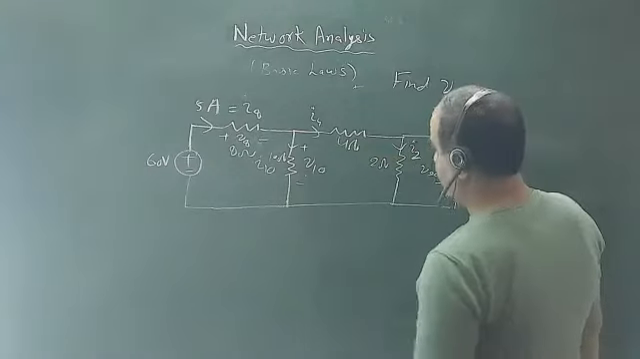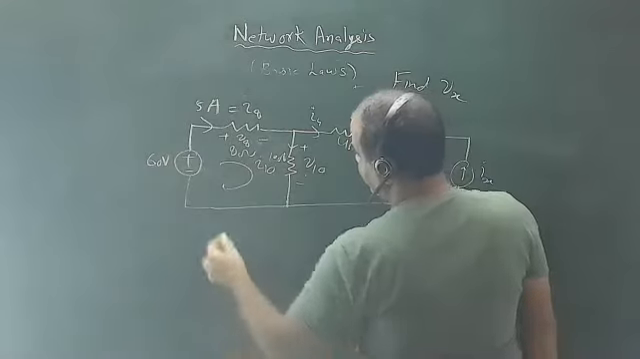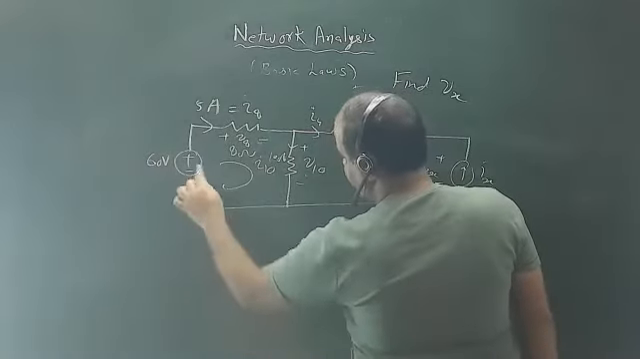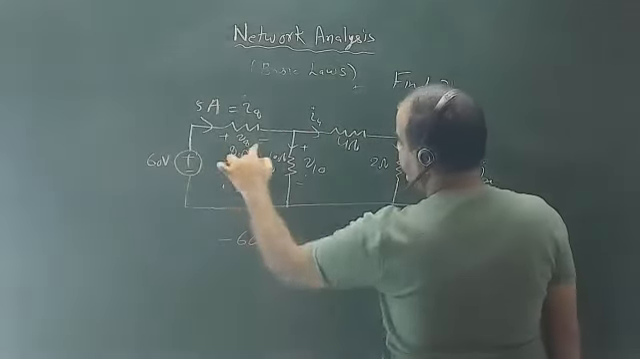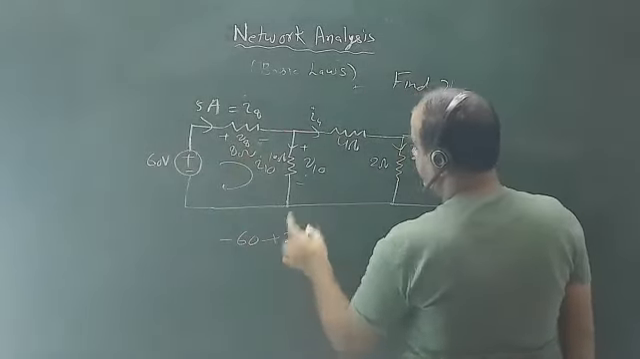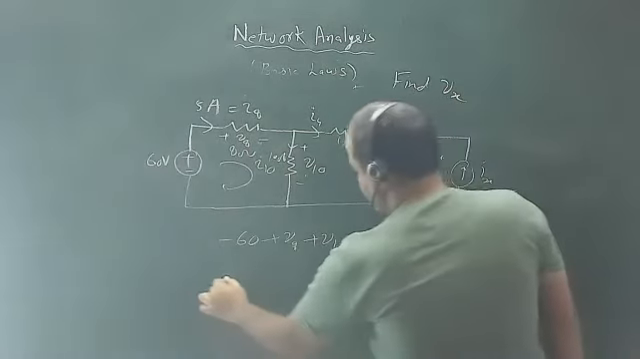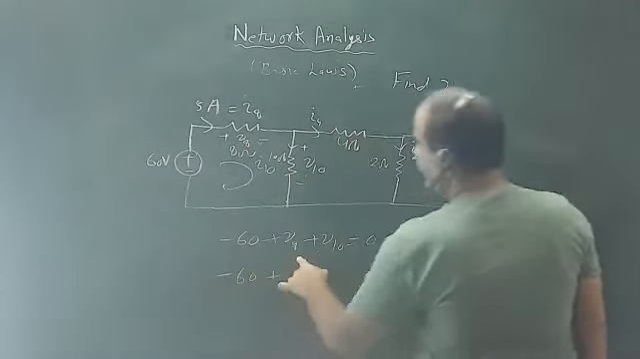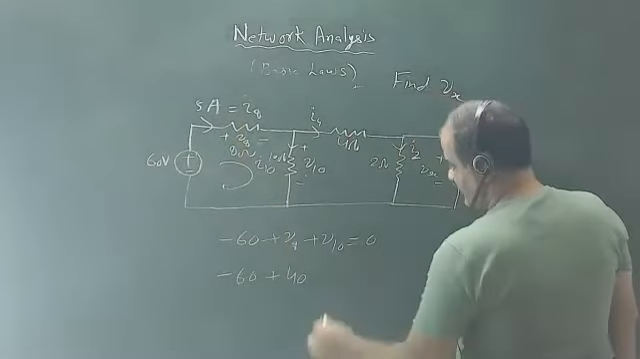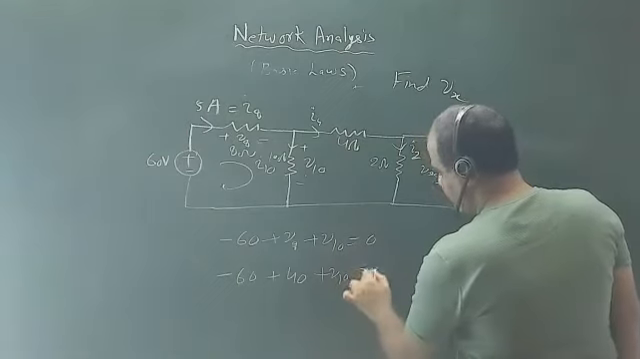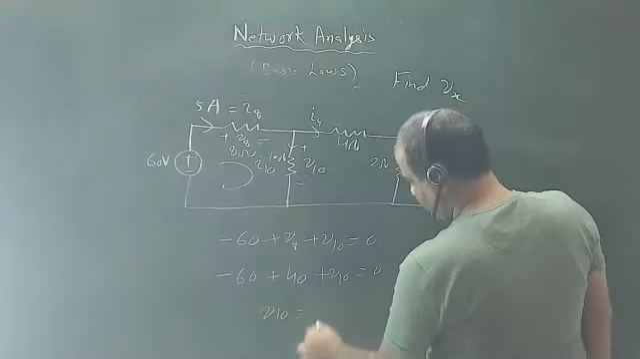So now apply KVL in the first loop, okay. Say this is I, so I can write minus 60, and plus V8 and plus V10 is equal to 0. So minus 60 plus V8. V8 is 5 into 8 ohm, 40 volts. So this will be V10. So V10 will be equal to 20 volts.